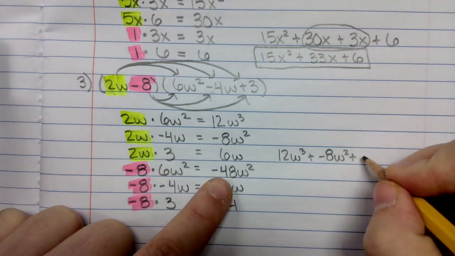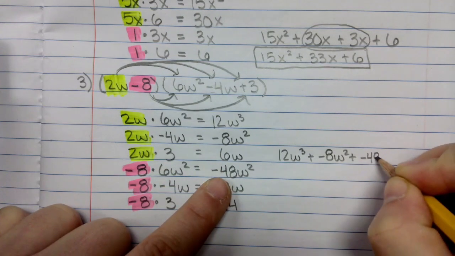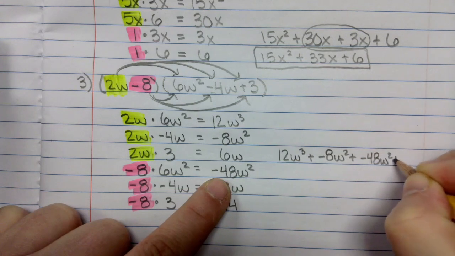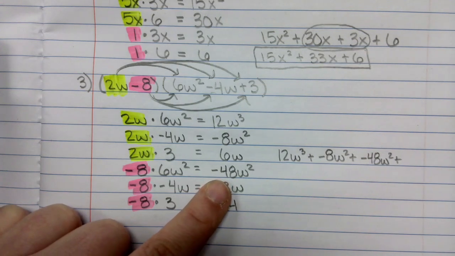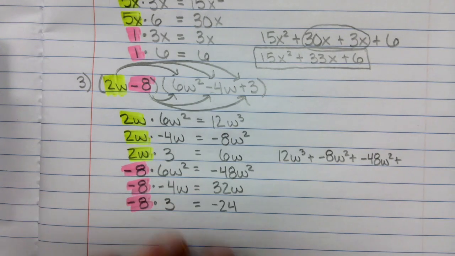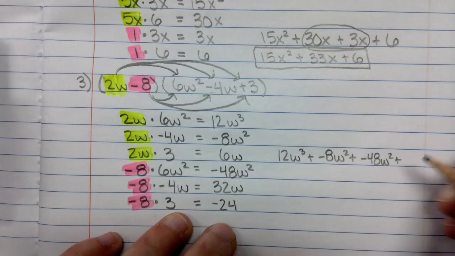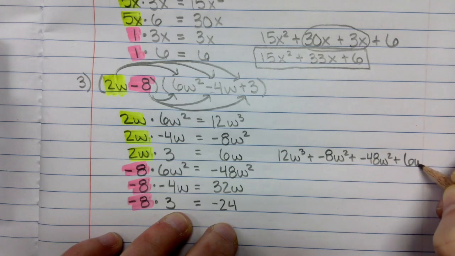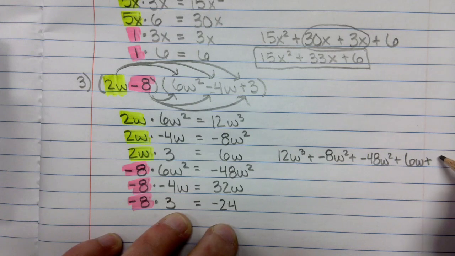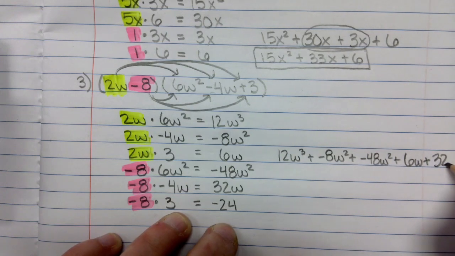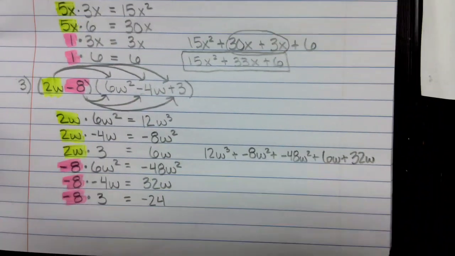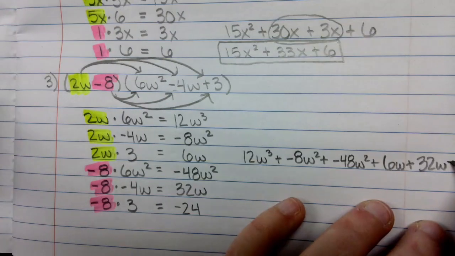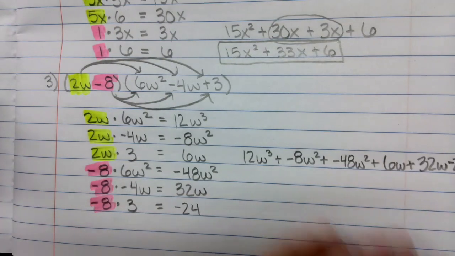Any w's? A 6w and 32w. And do we have any constants? I'm going to run out of space. A negative 24. So I'm just going to do a minus 24 because I'm out of space. Alright, is that my final answer? Is that as simple as we can make it? No. What else can we do?